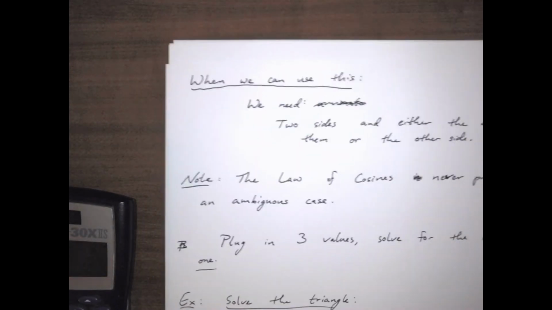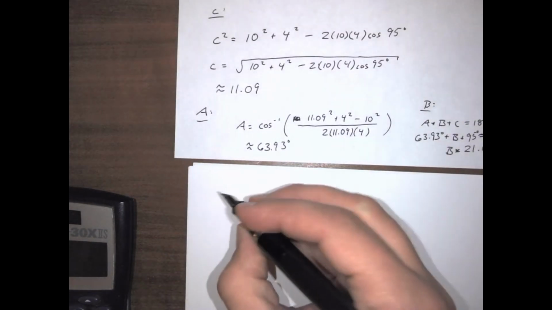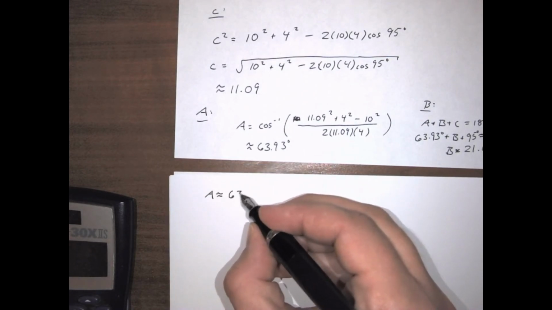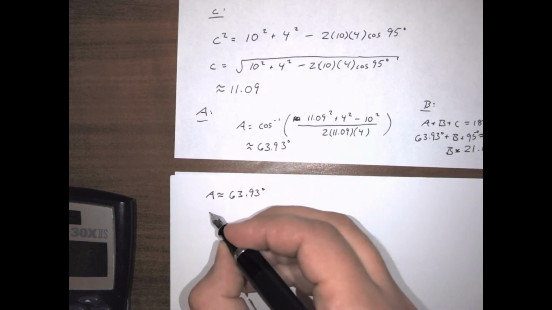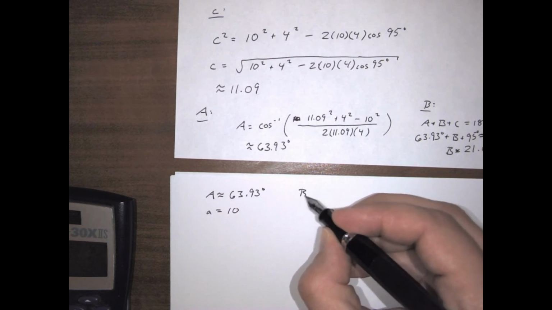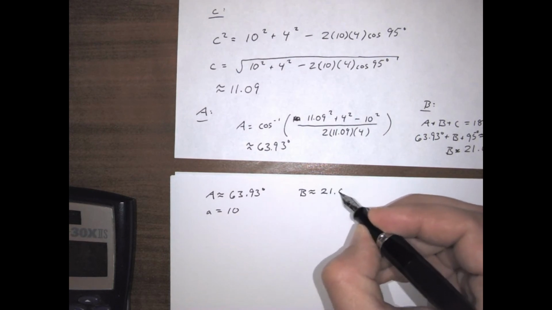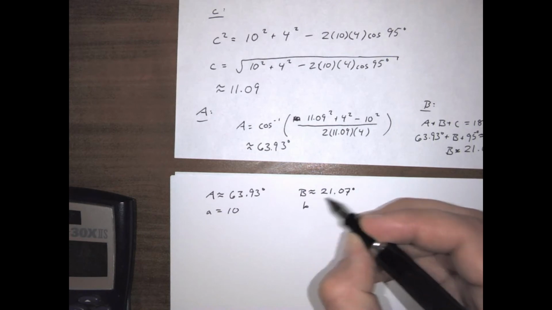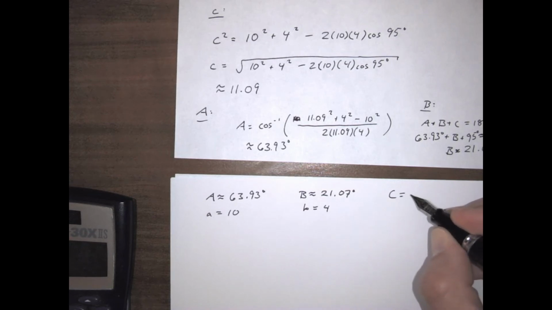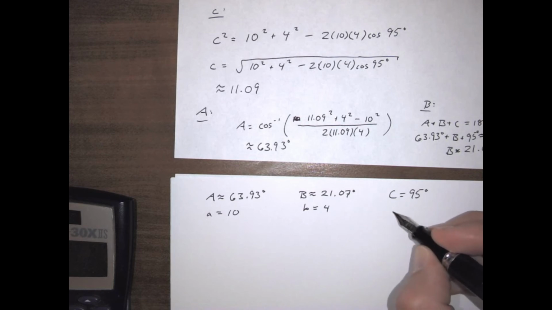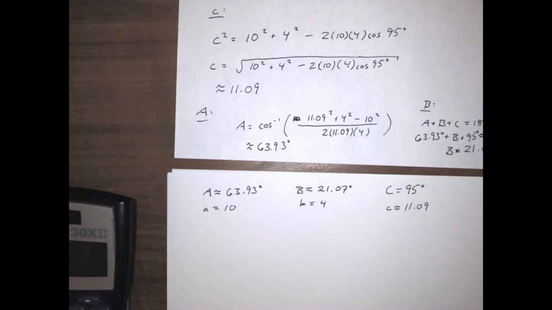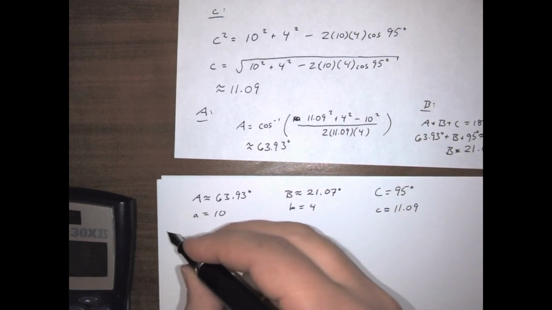The three missing pieces. So if we want to sum it all up, what do we know? We know A, capital A, was approximately 63.93 degrees. Little a was equal to 10. Big B was approximately 21.07 degrees. Little b was given to us as 4. Big C was given to us as 95 degrees. Little c we found was 11.09. So that's how the law of cosines works.